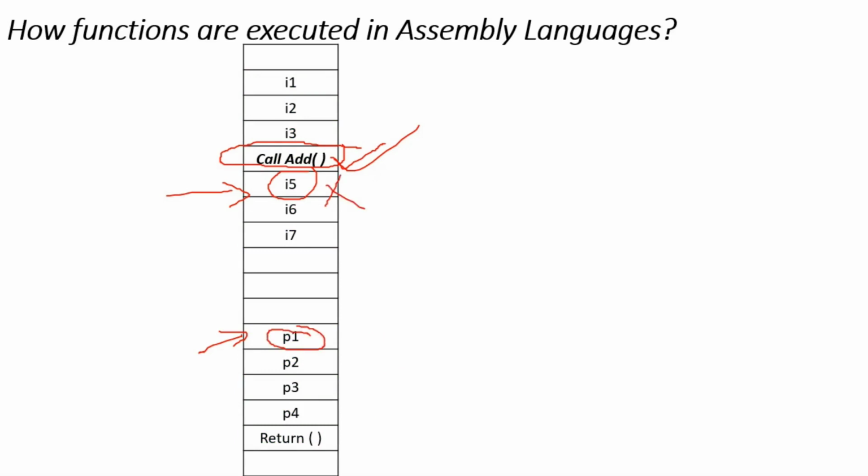But what happens is, during the function call being executed, PC will be pointing to the next instruction. That is, PC will be pointing to I5 itself.